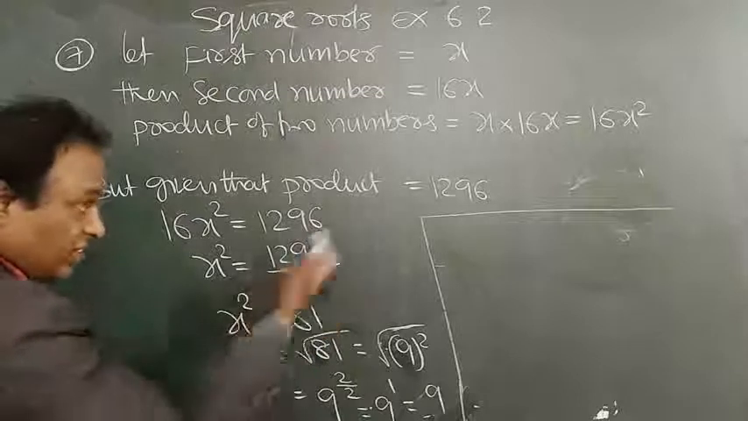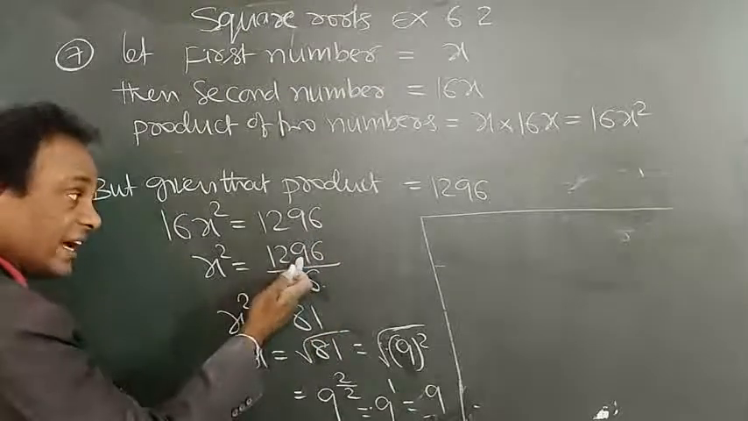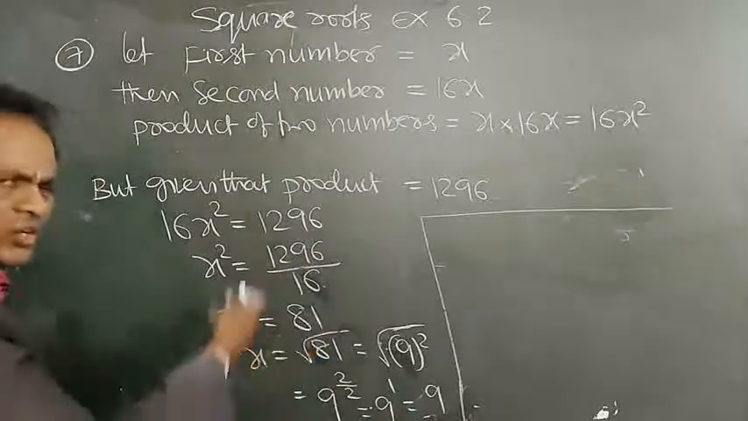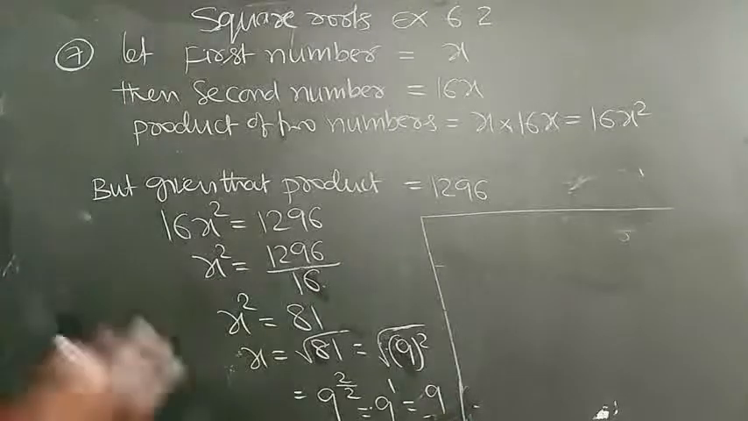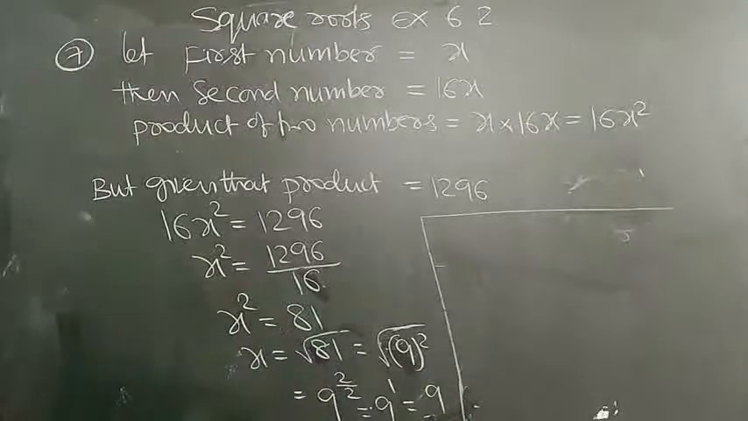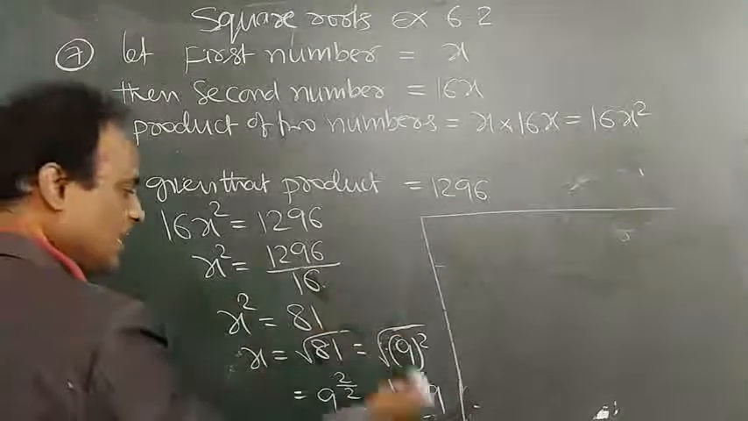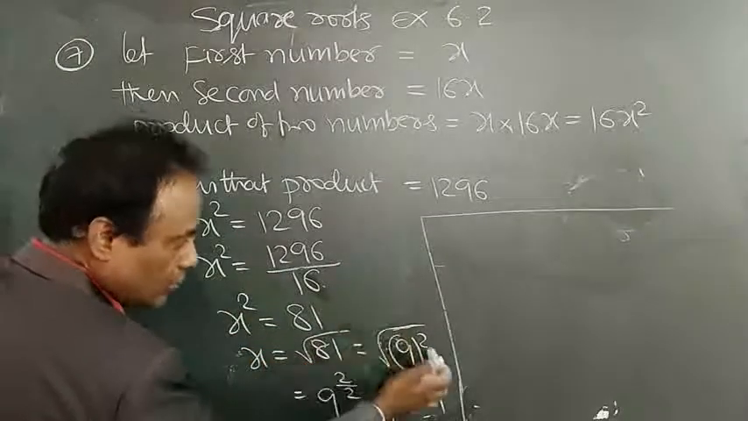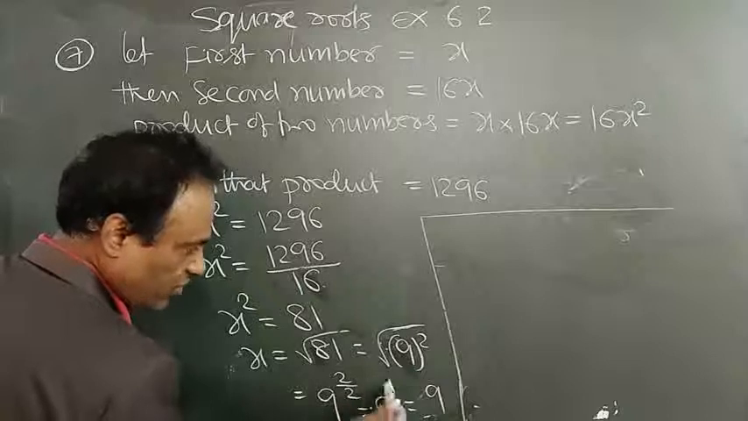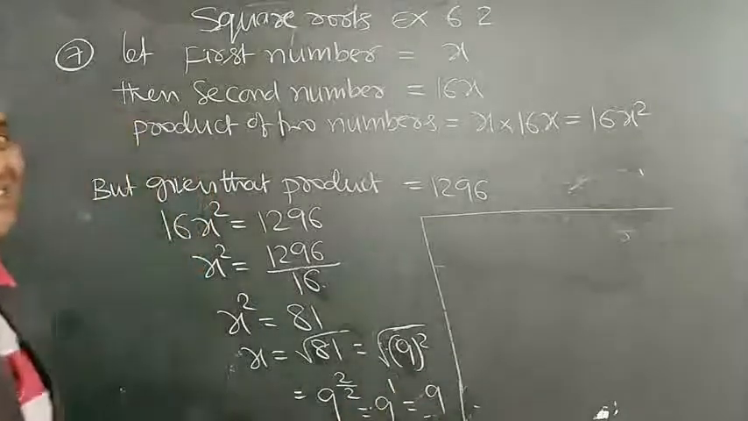1296 divided by 16. 16 8s are 128 and so on. You know how to divide. Otherwise, if you don't know the 16 table, divide by 2, again 2, again 2, like that also you can. Finally, 81 is the answer. So root 81 is 9. 81 is 9 square, 2 by 2 is 1, 9 power 1 is 9.